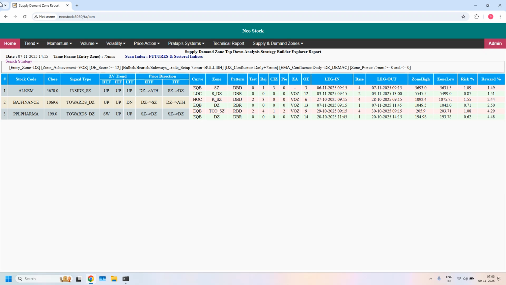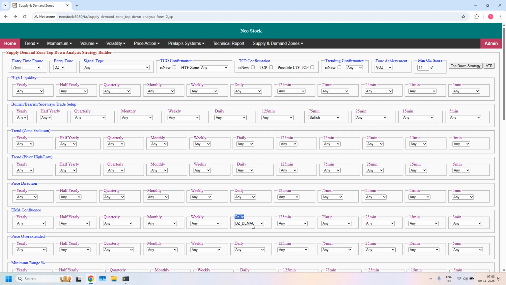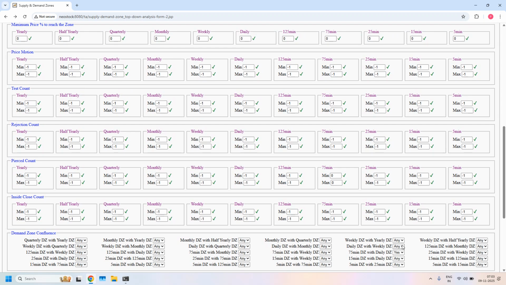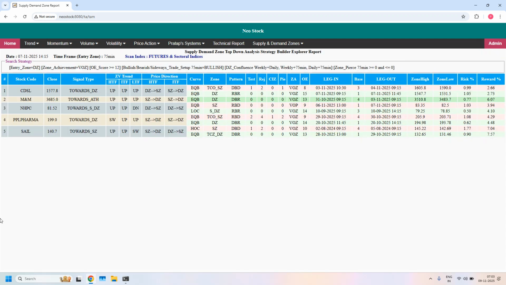Okay, next strategy. Before that, I am removing the ITF EMA filter. For the second strategy, first step, we should enable all the 3 demand zone confluence filters: 75 minutes and daily, 75 minutes and weekly, daily and weekly demand zone confluence. We got 5 stocks. In all these 5 stocks, the 75 minutes demand zone overlapped with the daily demand zone, and both together overlapped with the weekly demand zone.